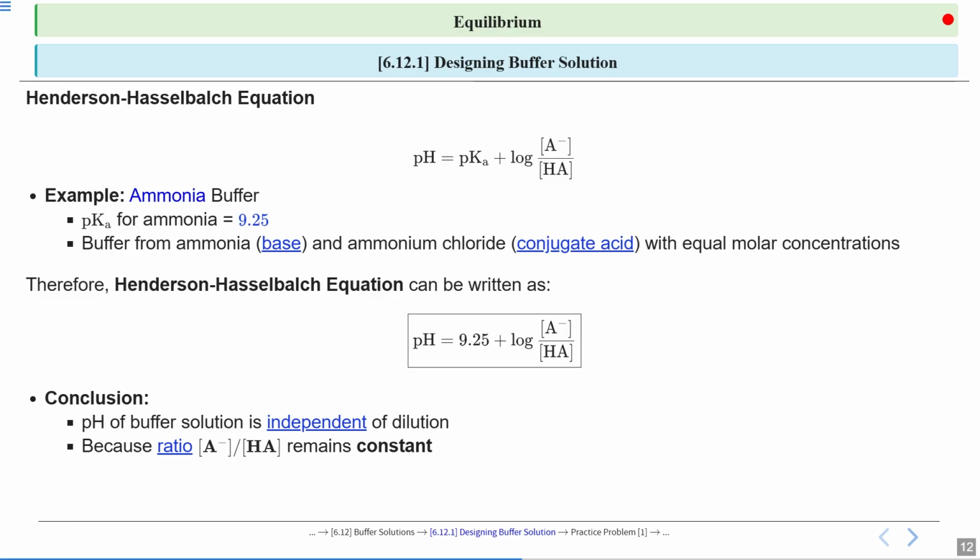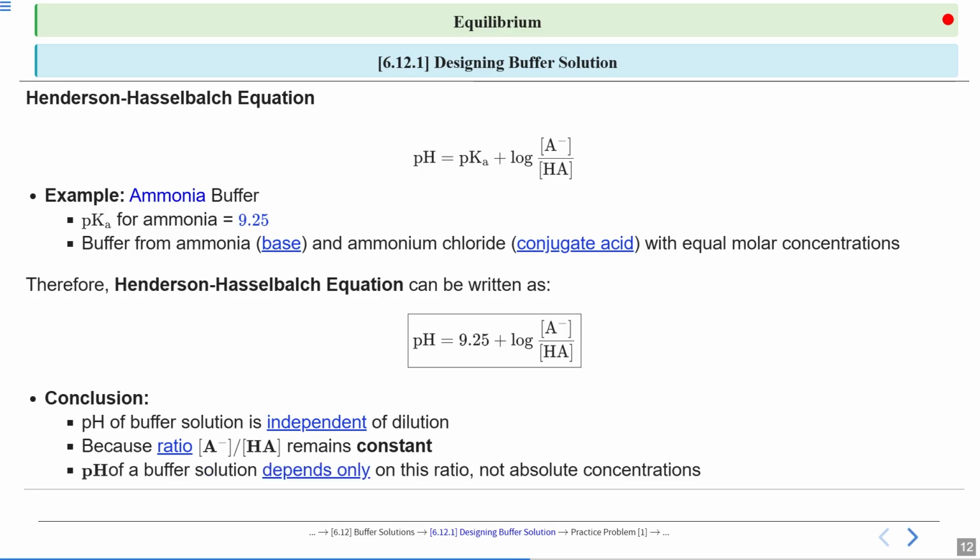Got it? So this is very important to remember. A very important line here is that the pH of a buffer solution will never change upon dilution, because the A minus and HA concentrations keep a constant ratio when the concentrations of both change. So you can finally say that the pH of a buffer solution only depends upon its ratio and not upon the absolute concentration. I hope this is clear to you.